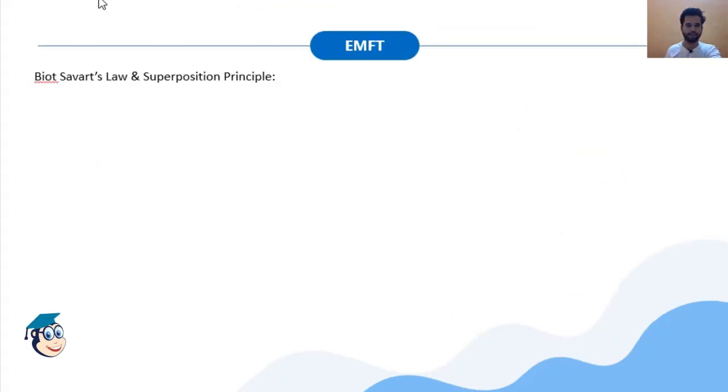Now let us see Biot-Savart's law and the superposition principle. What is Biot-Savart's law and the superposition principle?